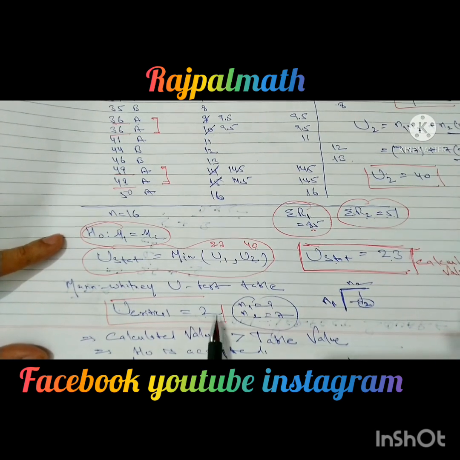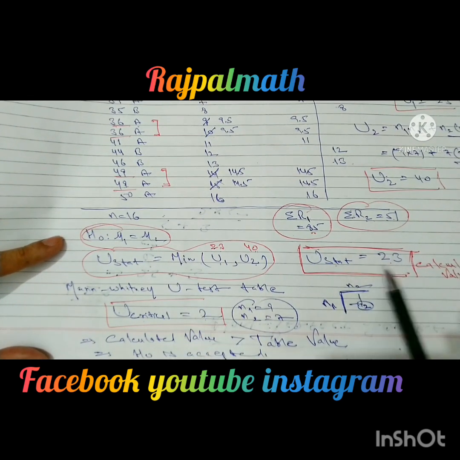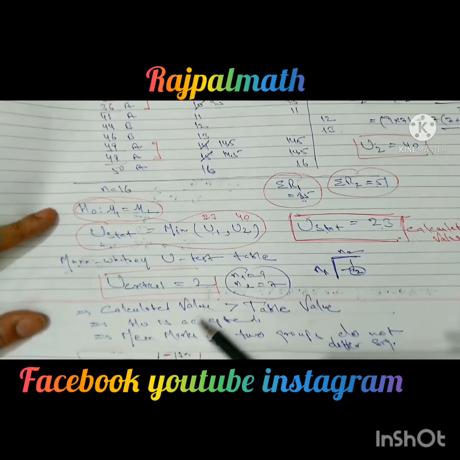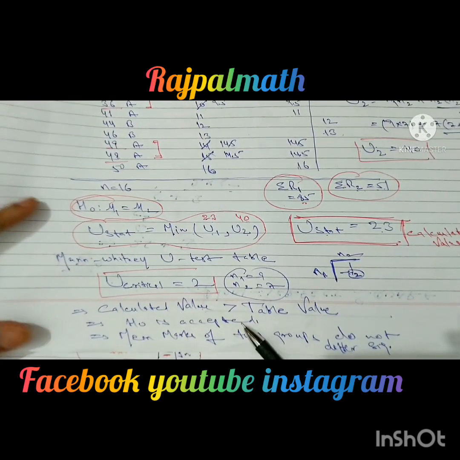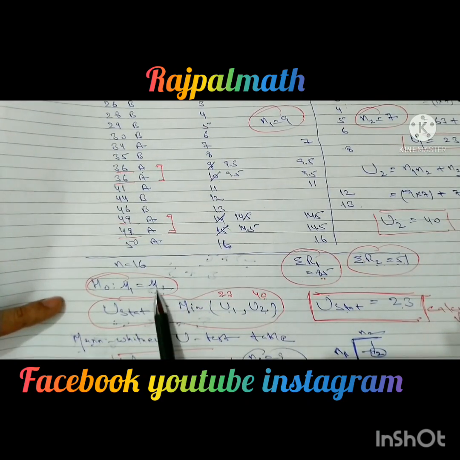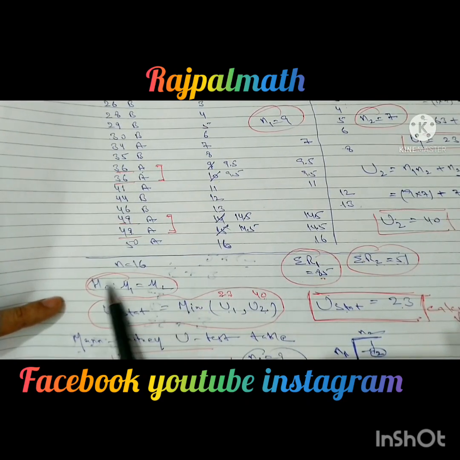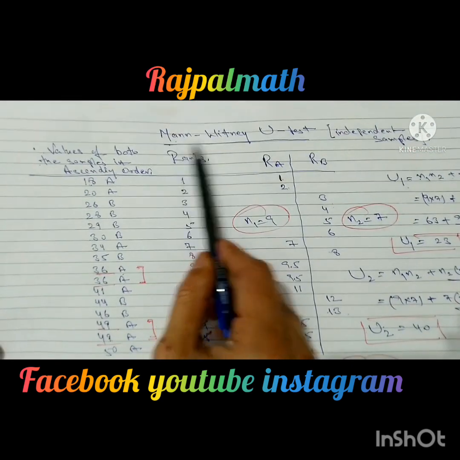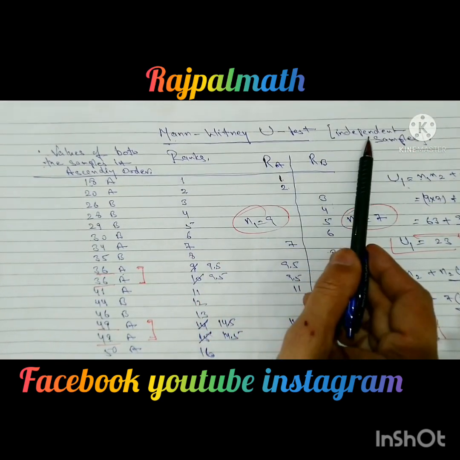So our calculated value 23 is greater than the table value 2, therefore we accept the null hypothesis, which means mu1 equals mu2, meaning there is no significant difference between the mean marks of both of the groups, they do not differ significantly. So this is the result of the non-parametric Mann Whitney U test for independent samples.